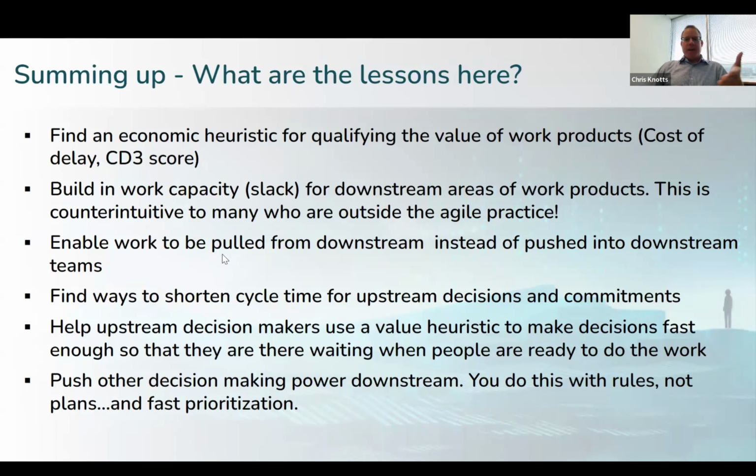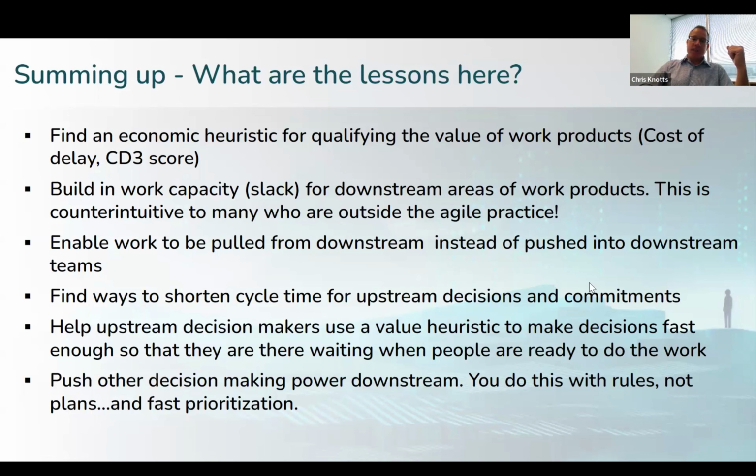Enable work to be pulled downstream instead of pushed downstream. I think that's gotten more popular with techniques like Kanban. We understand that to optimize flow, you've got to be able to pull. So stakeholders rank the value, and that's the next priority. And when a team has work capacity, they just pull from the top of the list and get going, and they don't have to spend any time thinking about priorities.